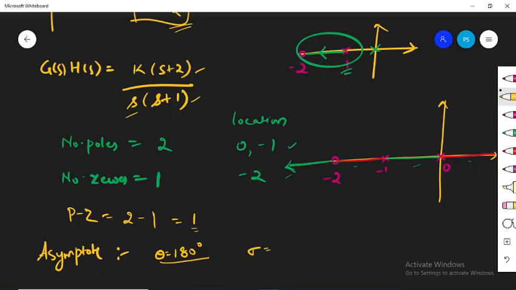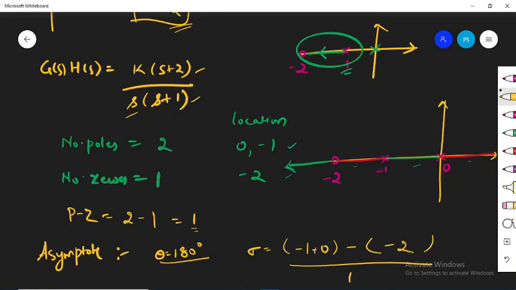That will be the next step. If you know the angle, the next step will be finding out the centroid. So the centroid will be the summation of the real parts of the poles minus the zeros, divided by the number of poles minus the number of zeros, which is 1. Our poles are located at minus 1 and 0, and our zero is located at minus 2.